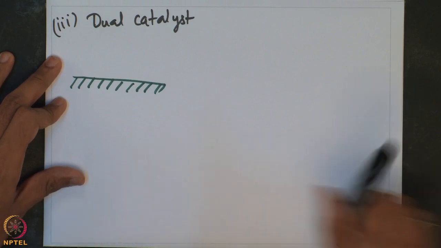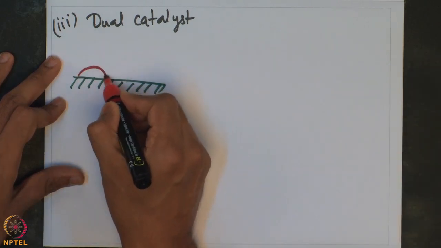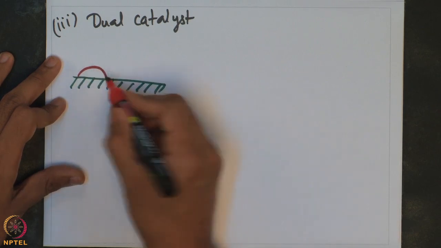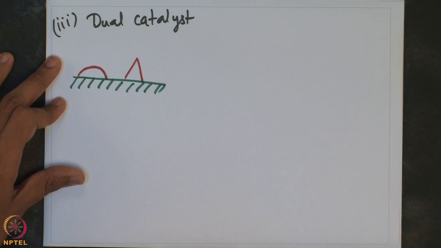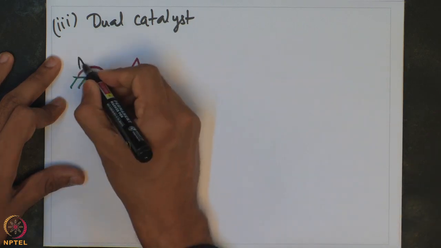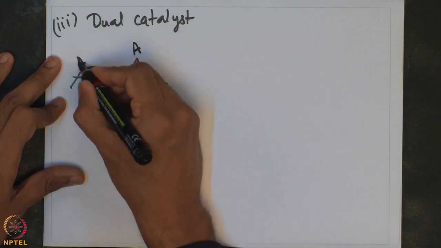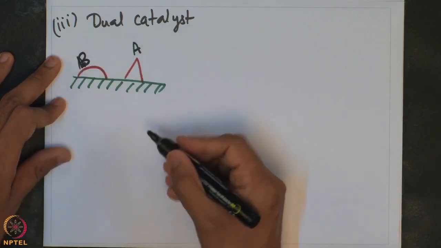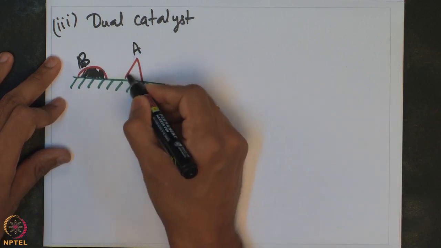here is a catalyst surface, and let us say that one catalyst we depict as a mound, and the other one, let us say, is a cone. Okay? And let us say that species A is bound to a cone and species B is bound to the mound. Okay? And let us say that the occupied species is here.